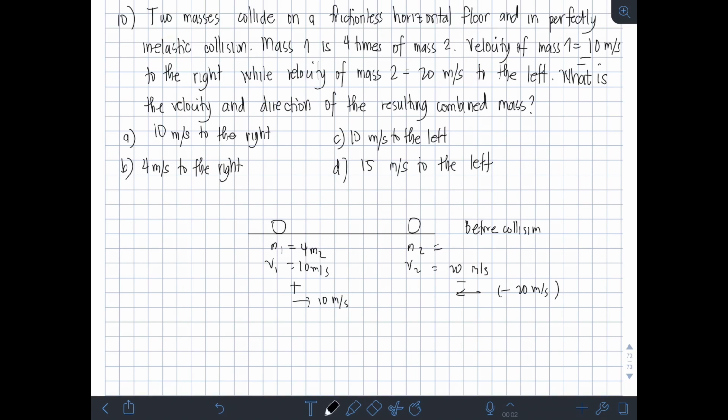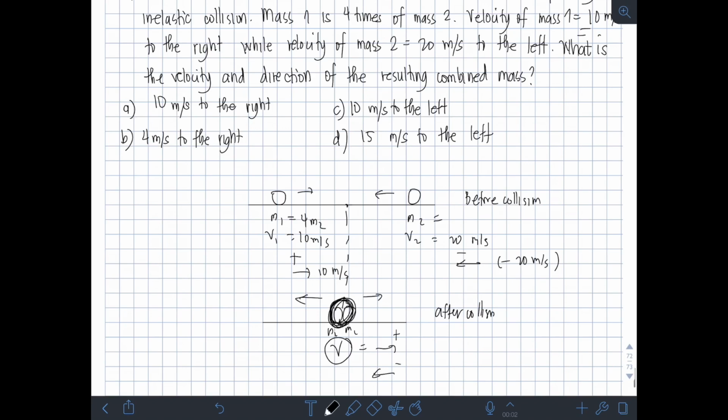Okay? Now, the question is what is the velocity and direction of the resulting combined mass? So, they will combine as a single mass. So, when they collide, they will hit each other, let's say at this point. Okay? They collided, so mass 1, mass 2. So, they combined as a single mass. Now, what will be the velocity of this? We are not sure whether it will be to the left or to the right. So, we will find out based on the equation we will build. If the velocity we get for the combined mass is positive, it is to the right.